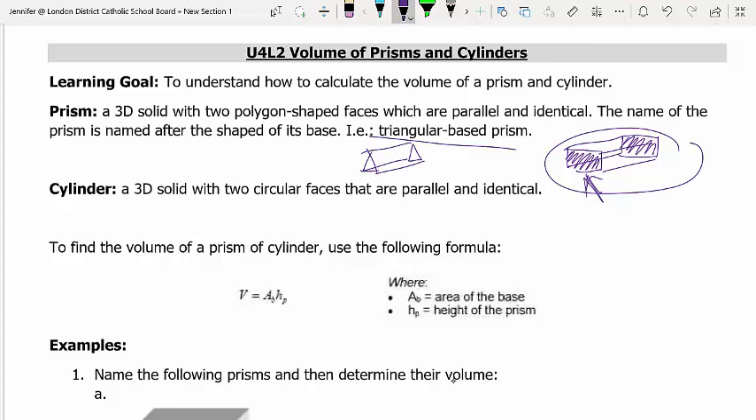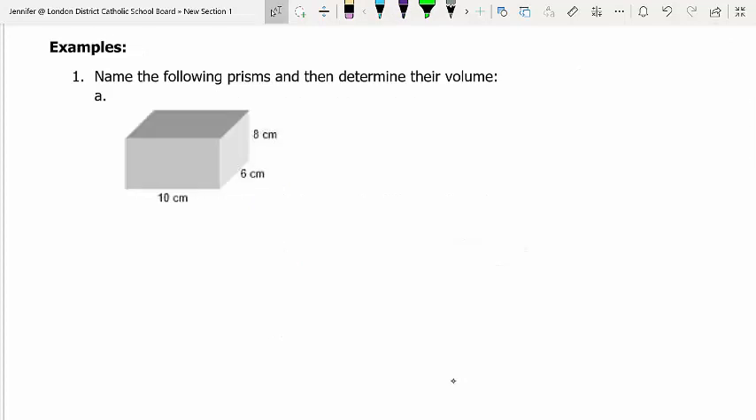Okay, a cylinder is kind of like these prisms, except it has two circular faces as its base. It's like a toilet paper roll. That's what a cylinder is. To find the volume of any shape that is either a prism or a cylinder, you take the area of the base, so whatever the base shape is, calculate its area, and then multiply it by the height of the entire prism. So we're going to get right into some examples.